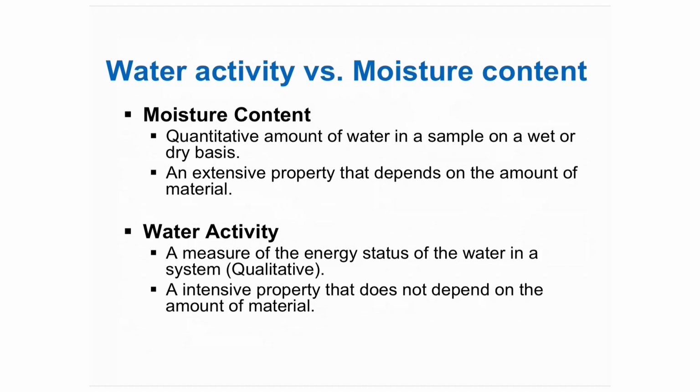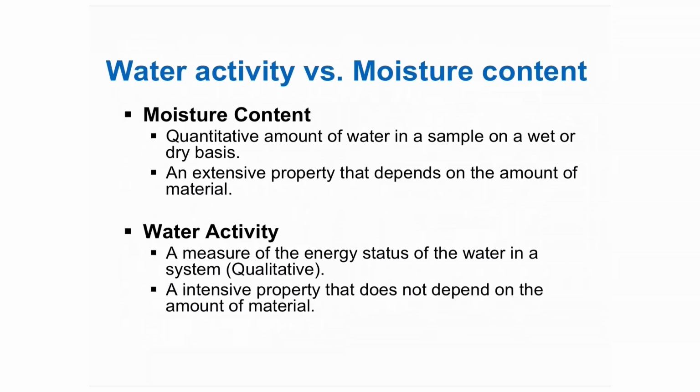So let's spend a little time and compare and contrast moisture content and water activity. We've talked about moisture content not being the preferred way of tracking powders and whether they're going to cake or clump. What is the difference between the two measurements? Moisture content is a quantitative measure of how much water is present in a system. 10%, 20% means that of the stuff that's present, 20% of that is water. It can be on a total weight basis or on a dry weight basis. And this is an extensive property that does depend on the amount of material.